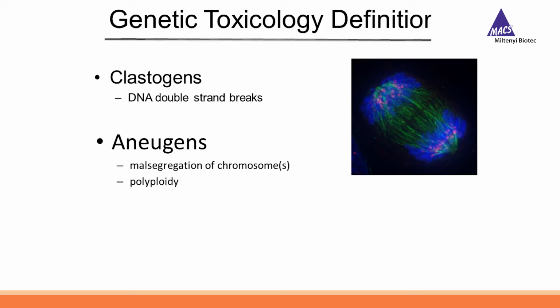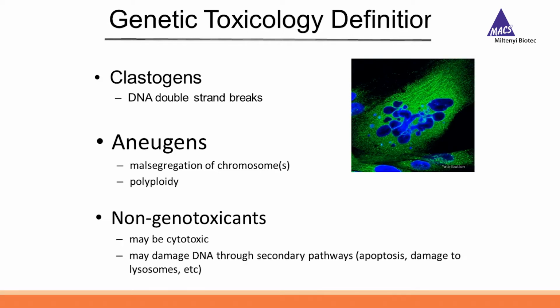You can also get polyploidy, which is an outcome where you have too many chromosomes in one cell and not enough chromosomes in another. I'll show you some examples of that later on. So we've got these two different classes of genotoxic agents, clastogens and aneugens. And finally, the other category that we lump everything else into would be non-genotoxicants.